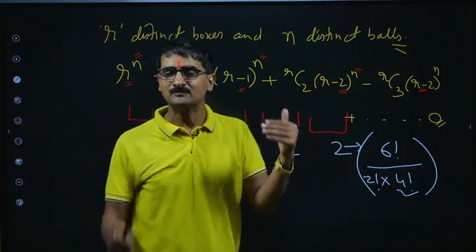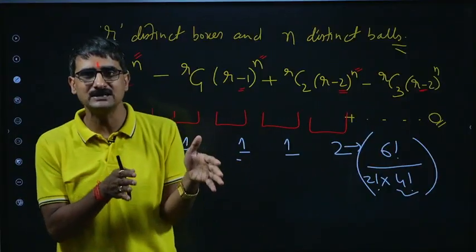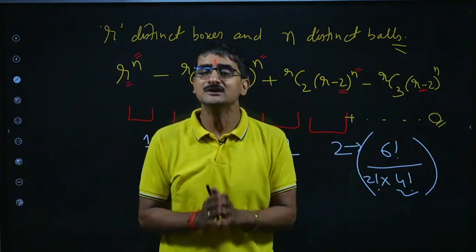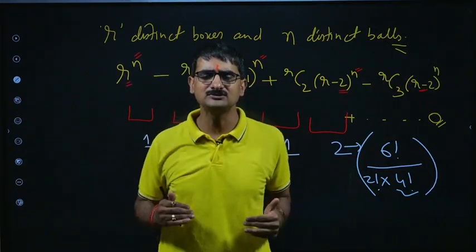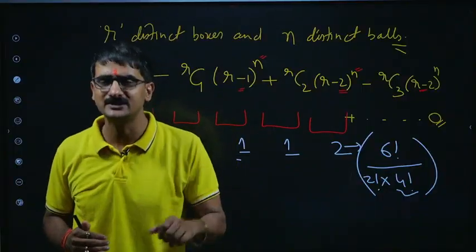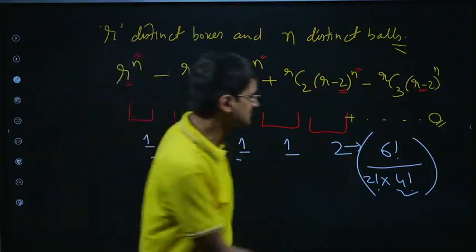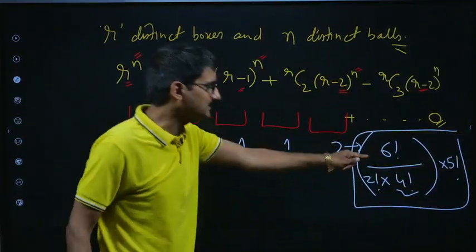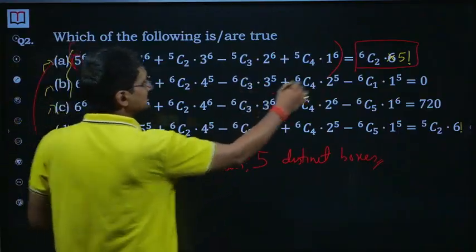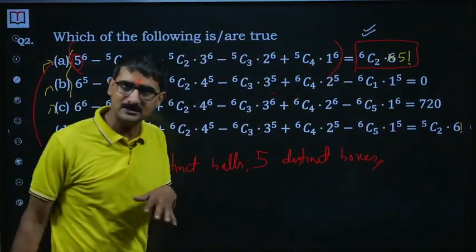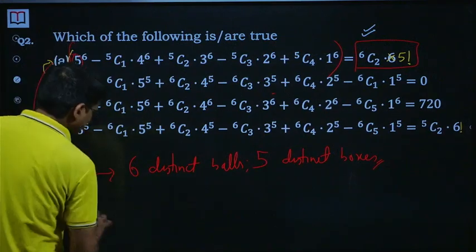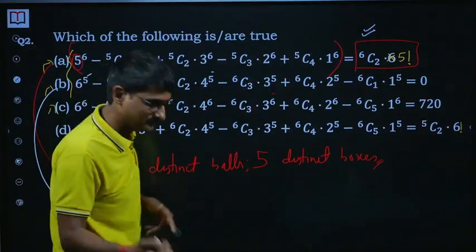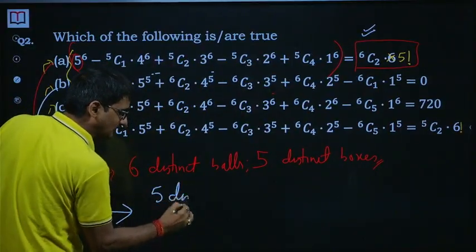Now once you have 5 groups, what does that mean? You have 5 bags ready with you, and you have 5 boxes. In how many ways can you put 5 bags in 5 boxes? 5 factorial ways. So that's distribution, a 2-step process. So it's 6C2 into 5 factorial. So that is the correct one. Clear? Now moving to the next one. Now mark here, the power is 5, which is the same throughout. So there are 5 distinct balls.